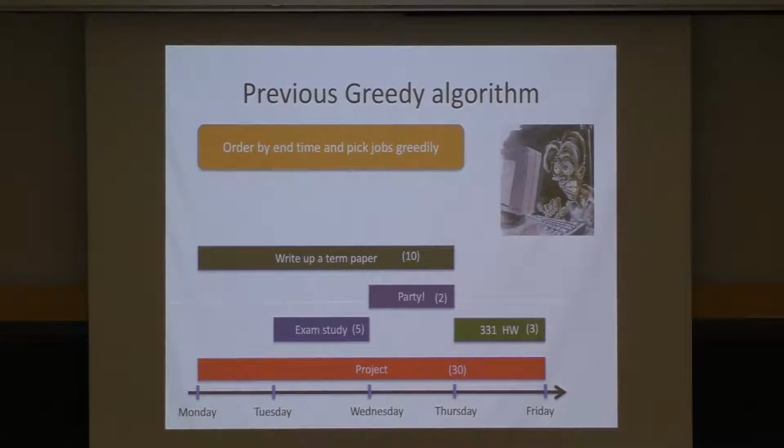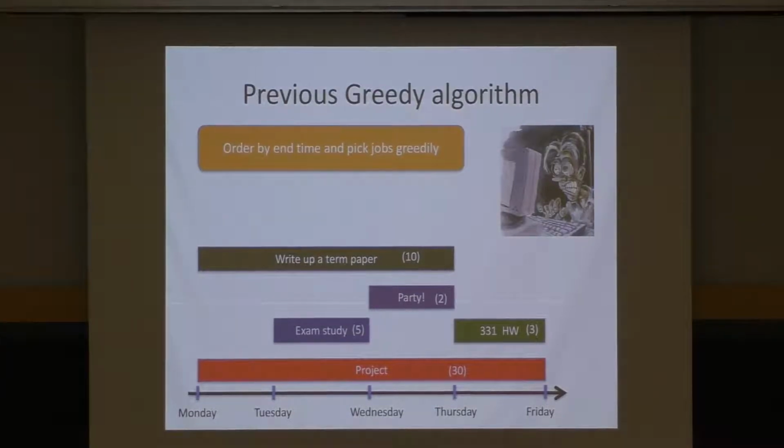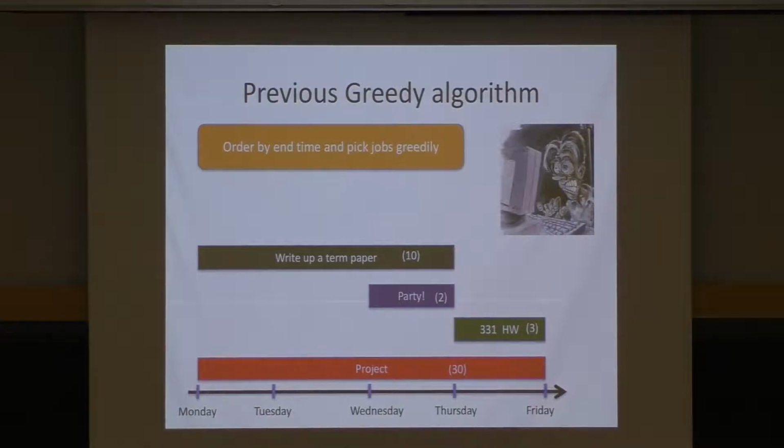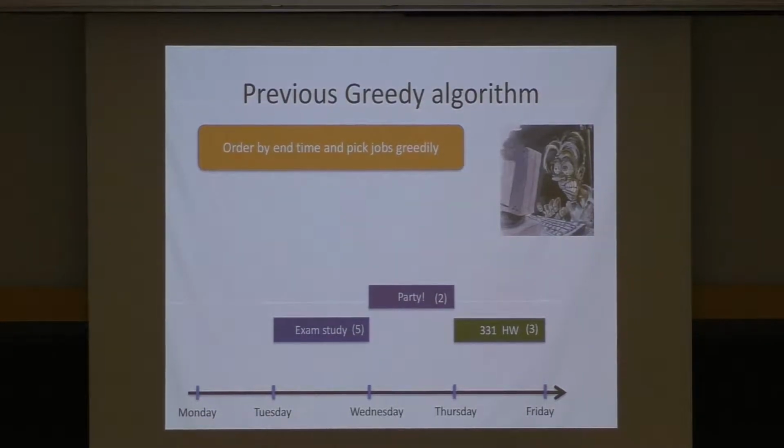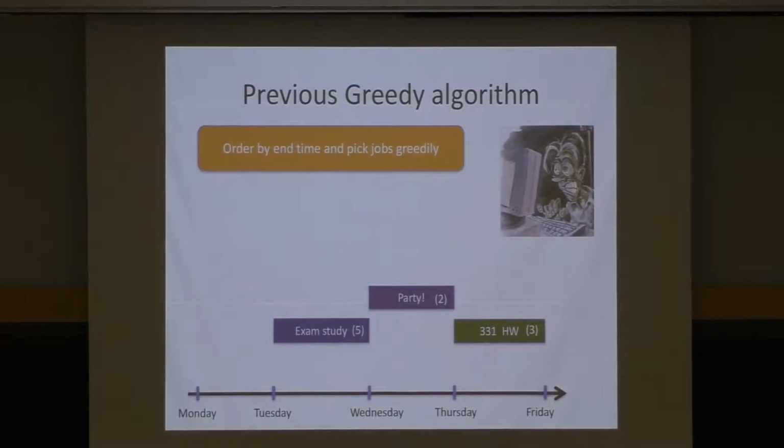The first thing to try, because we know that for the case where all the values are 1, the greedy algorithm works, which is picking earliest deadline first. So let's run that algorithm over here. You pick exam study first because it finishes first. Once you pick exam, you cannot do project or term paper, and then whatever remains is the schedule that the greedy algorithm would pick.